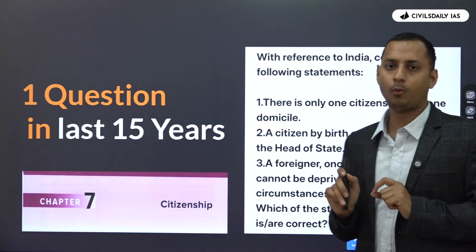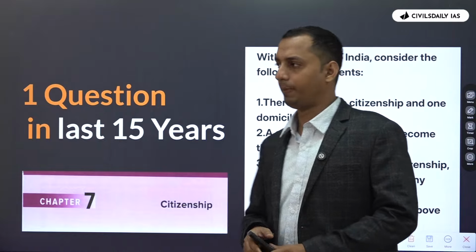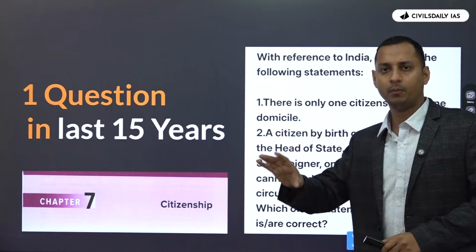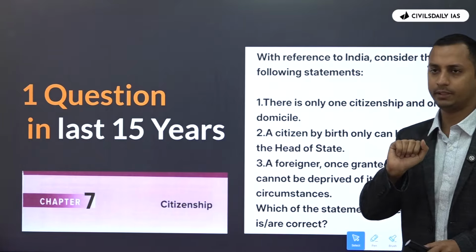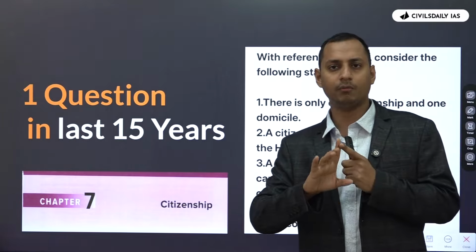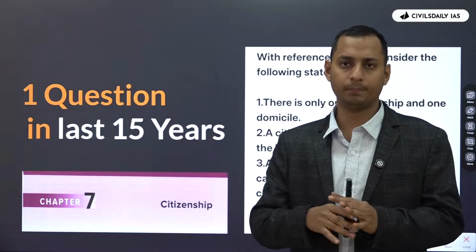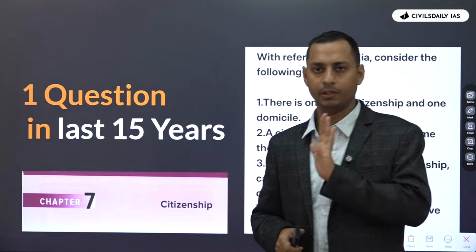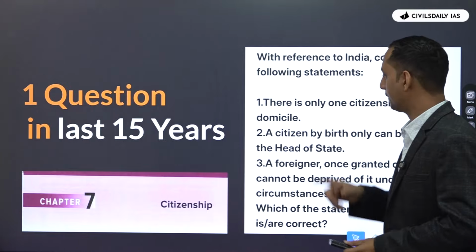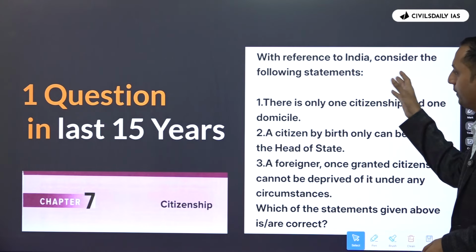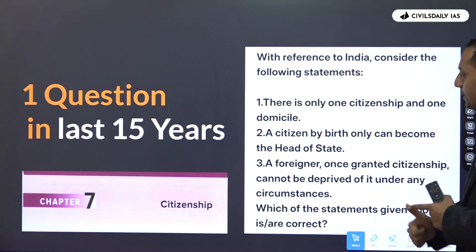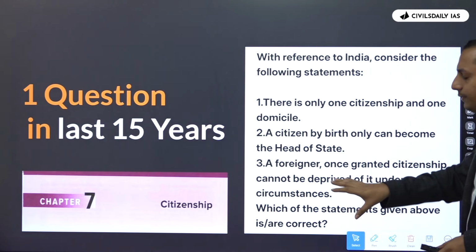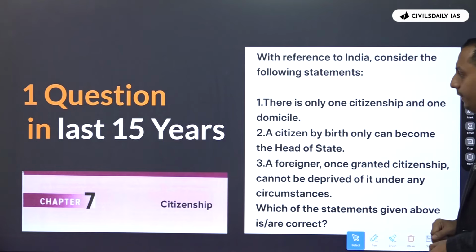Okay? Now coming on to citizenship. Now, on citizenship, as I said before, only a single question has come. Okay? Therefore, it's not an important topic. You can read it now for the exam, but when you revise for the second time, you can completely ignore it. Now this was the only question here. With reference to India, consider the following statements: one citizenship, one domicile, head of the state, and this was something very simple as well, in my opinion.